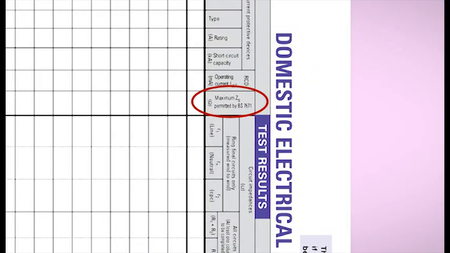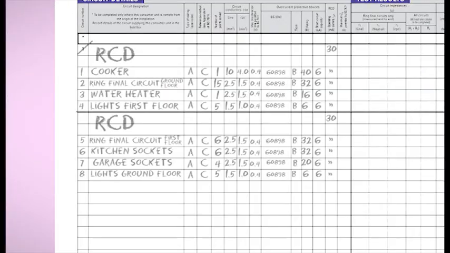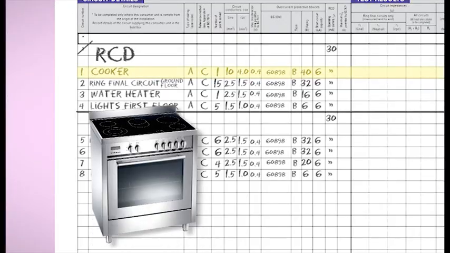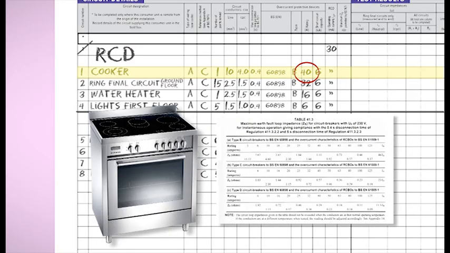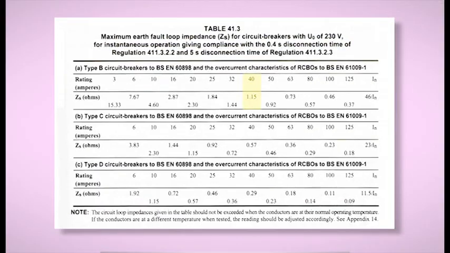Next, we have maximum ZS permitted by 7671, and this information is taken from the relevant table in Chapter 4.1. For example, our cooker circuit is protected by a 40 amp circuit breaker, and Table 4.1.3 tells us that maximum ZS is 1.15 ohms.